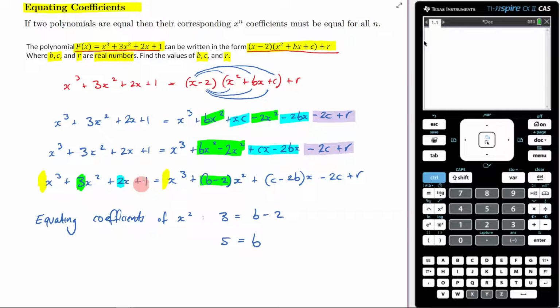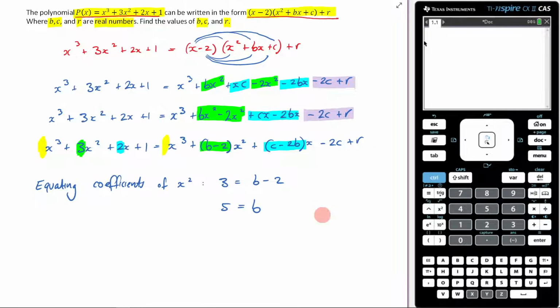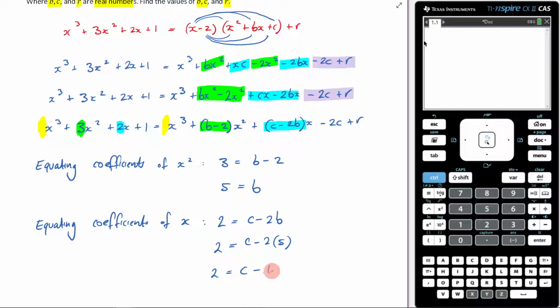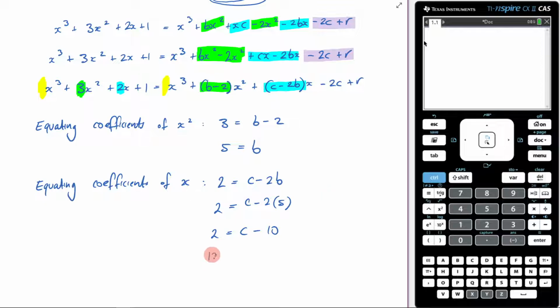Here, 2 is in front of my x. Here, c minus 2b is in front of my x. That must mean that these two things are equal. So I'm going to, again, equate coefficients of x. And that's going to be 2 is equal to c minus 2b. And now we know what b is, don't we? We know that b is 5. So this is going to be 2 times 5, which means 2 is equal to c minus 10, which means 12 is equal to c.